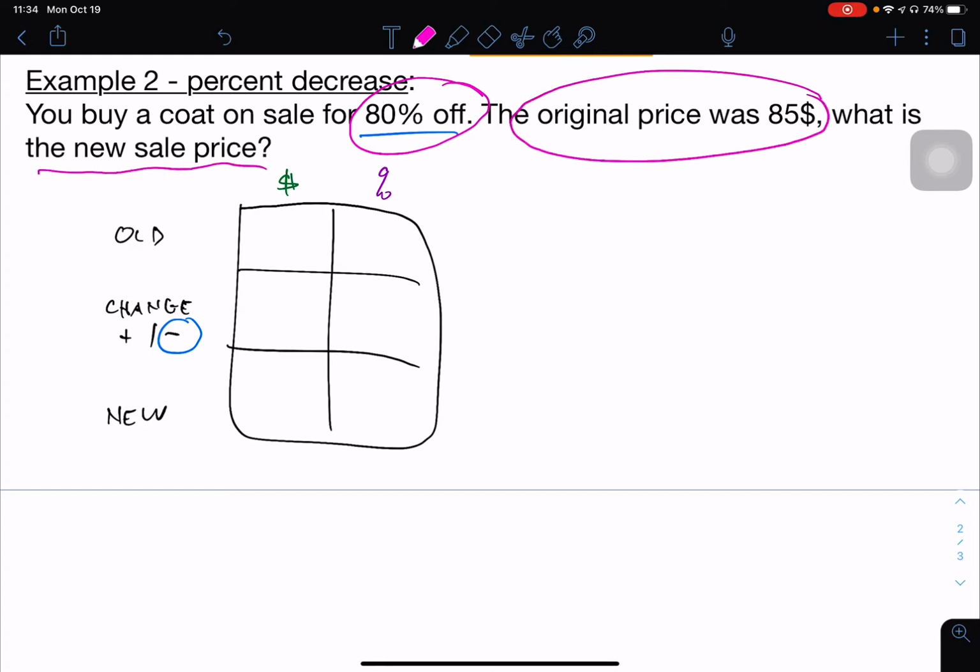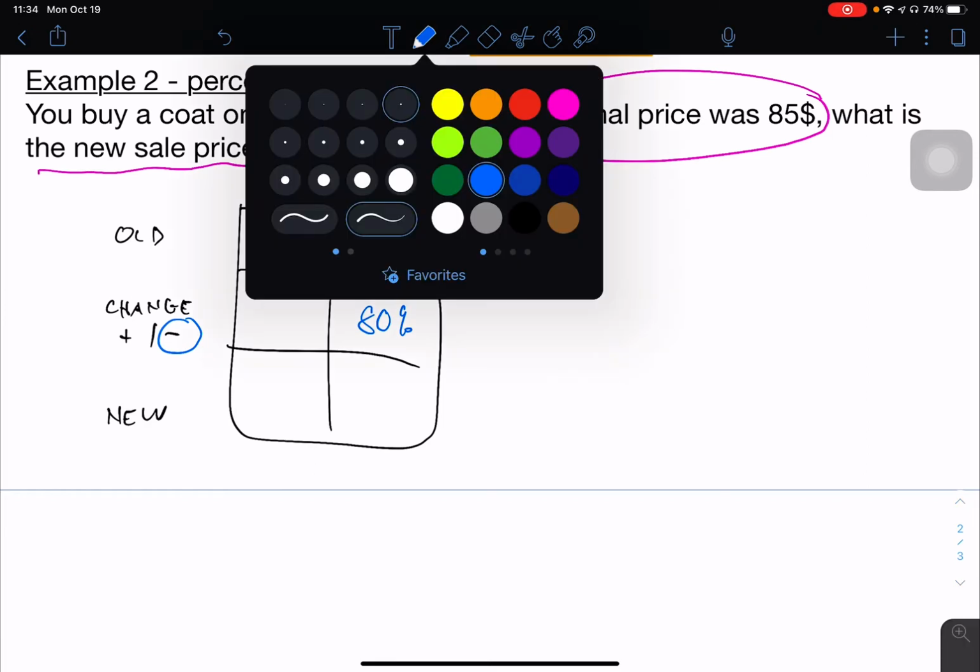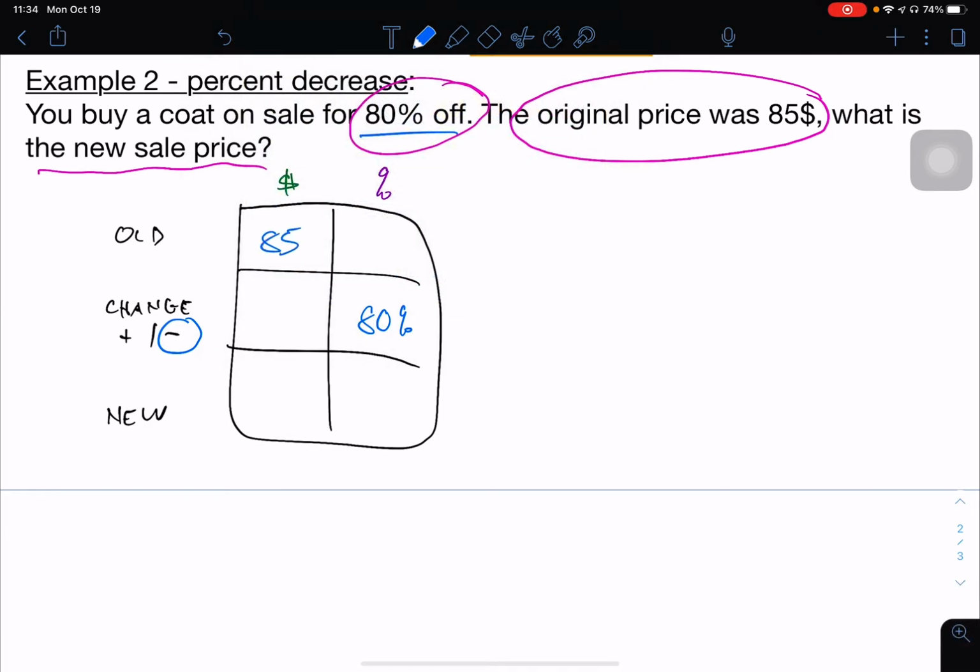So again, 80% off goes here. The original price, which was the old price, goes here, $85. And we're looking for the new price here. So again, those are the 3 pieces of information that we have here that we can use as preliminary information to fill out the box. Now we can add or subtract. In this case, subtract, again because it's a percent decrease, and you treat this like a big subtraction problem.